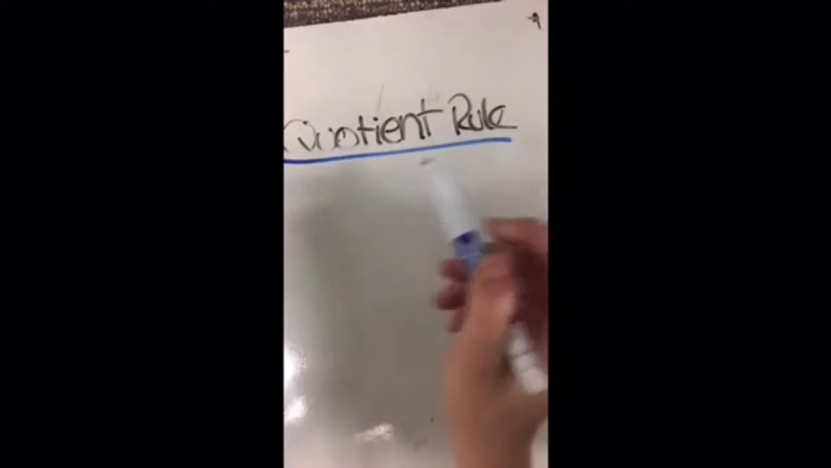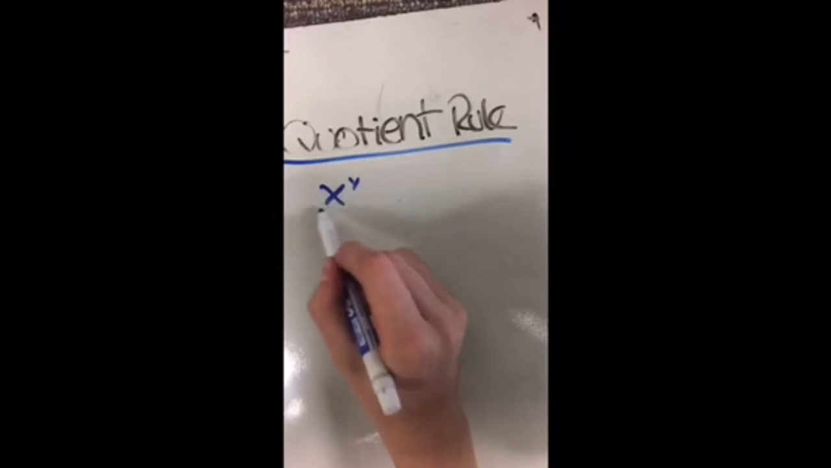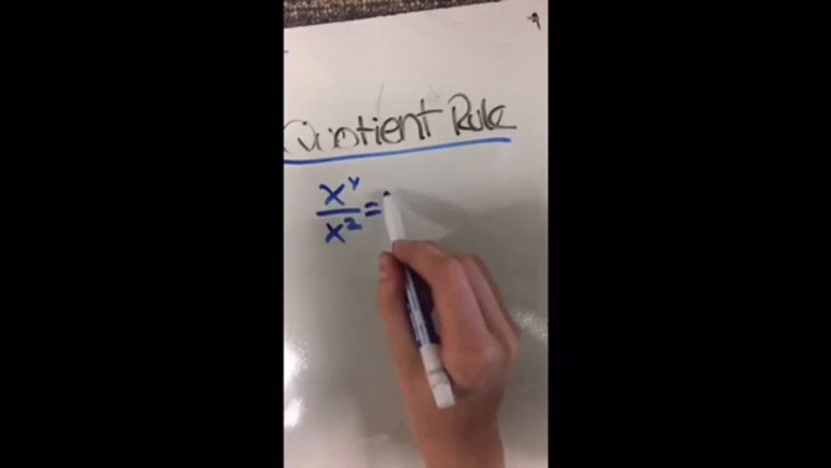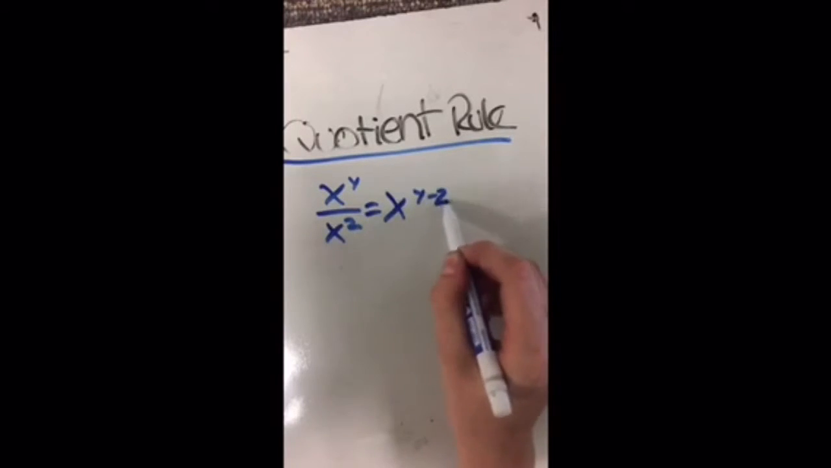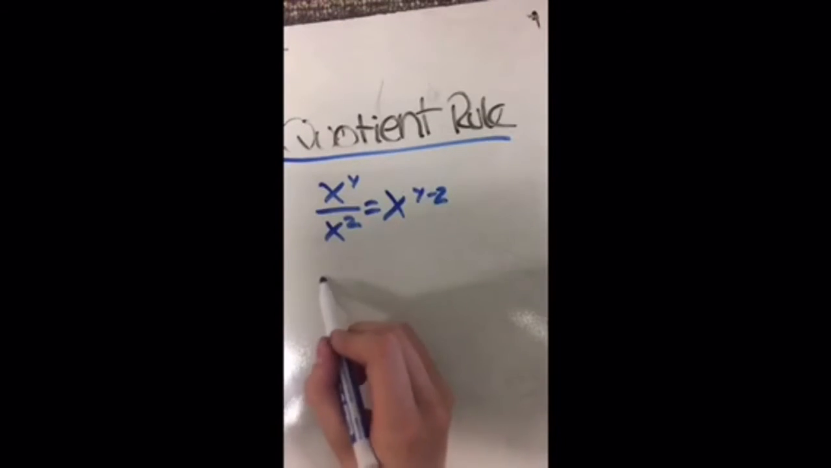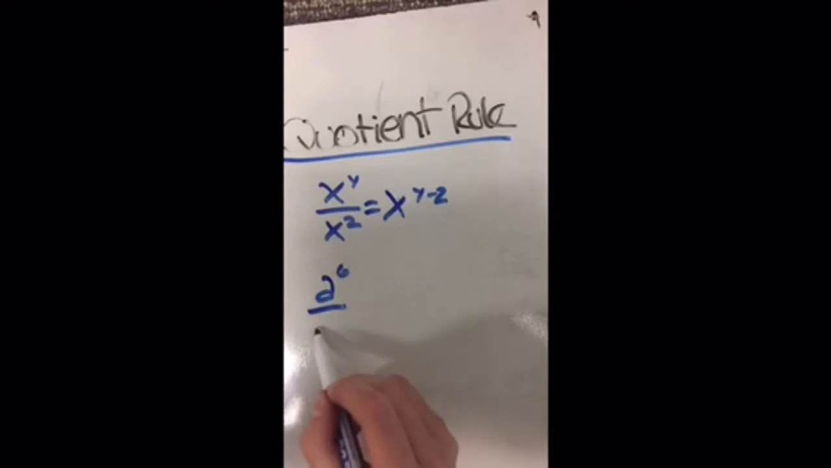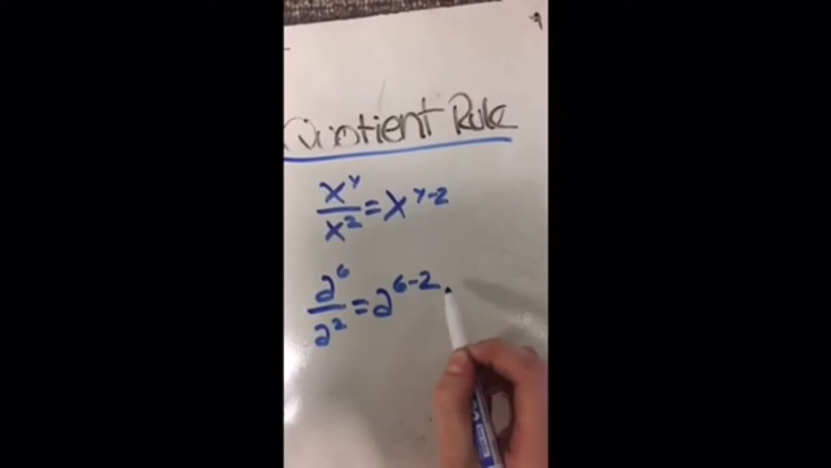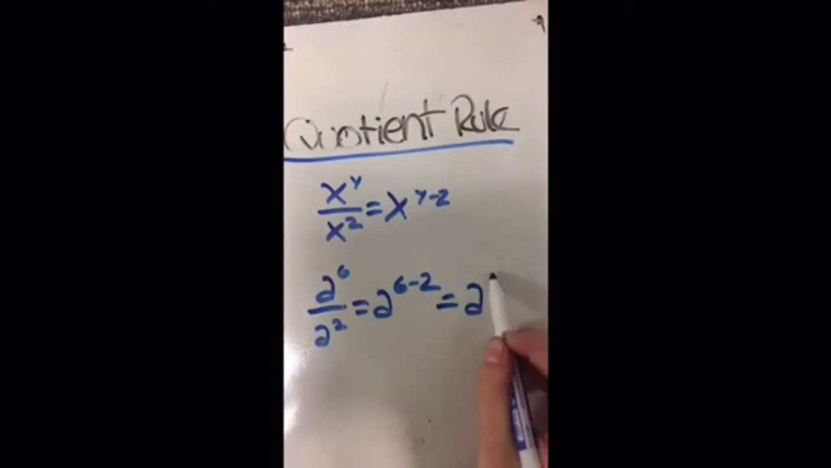Next is the quotient rule. The quotient rule is when you divide two exponents with the same base. All you have to do is subtract the two powers. For example, a raised to the power 6 upon a raised to the power 2, which is equal to a raised to the power 6 minus 2, which is equal to a raised to the power 4.